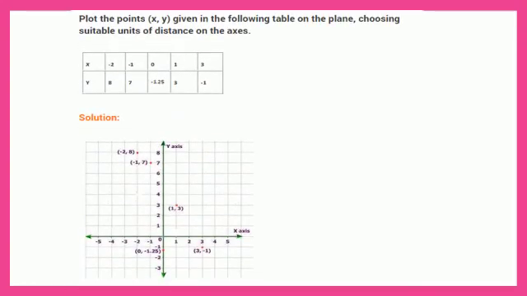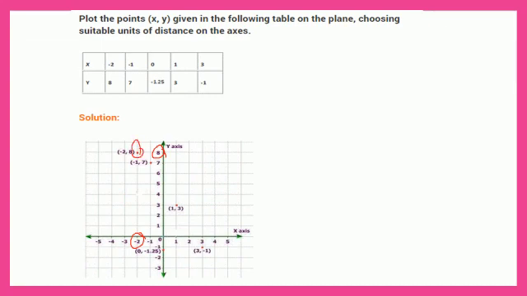Exercise 3.3 second question. Plot the points x, y given in the following table on the plane, choosing suitable units of distance on the axis. The x points are minus 2, minus 1, 0, 1, 3. Then the y-axis points are 8, 7, minus 1.25, 3 and minus 1. So the first point is minus 2, 8. So the x-axis value is minus 2 and the y-axis value is 8. So the point will come here, minus 2 comma 8.